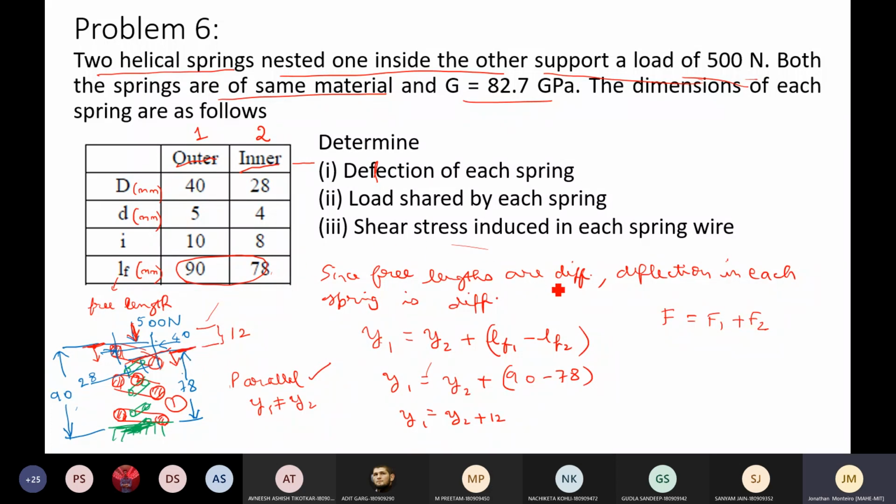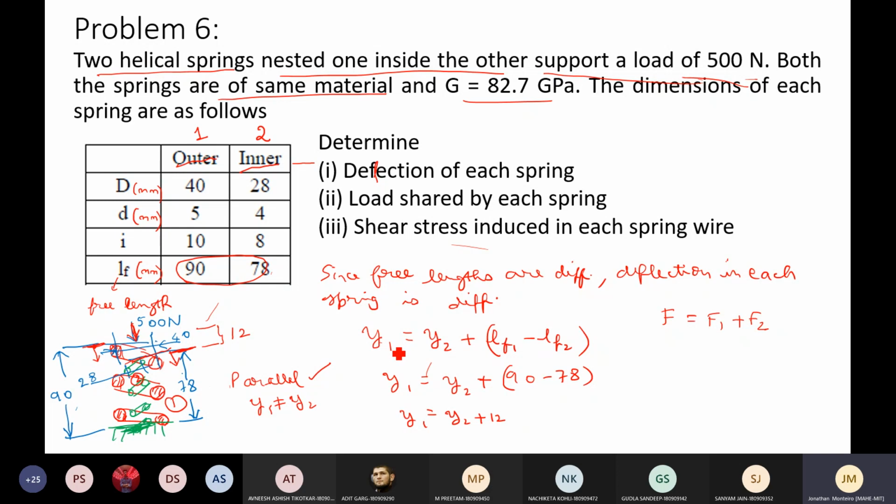Now, since free lengths are different, the deflection in each spring is different, obviously. So what will be the total deflection? Y1 can be written as equal to Y2 plus LF1 minus LF2 according to the figure itself. Maybe it is 0 at first, but that also will hold good here.